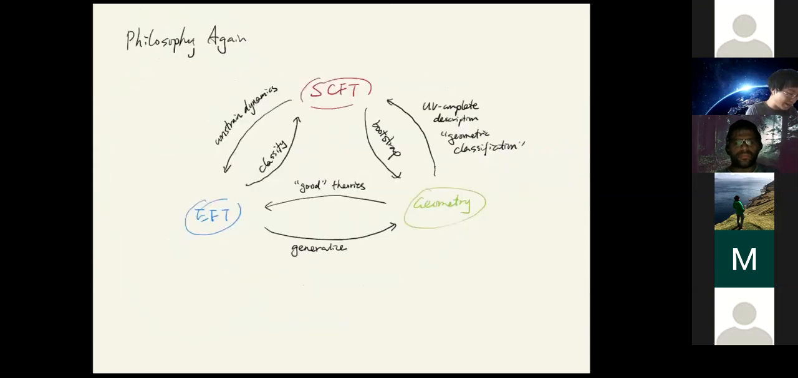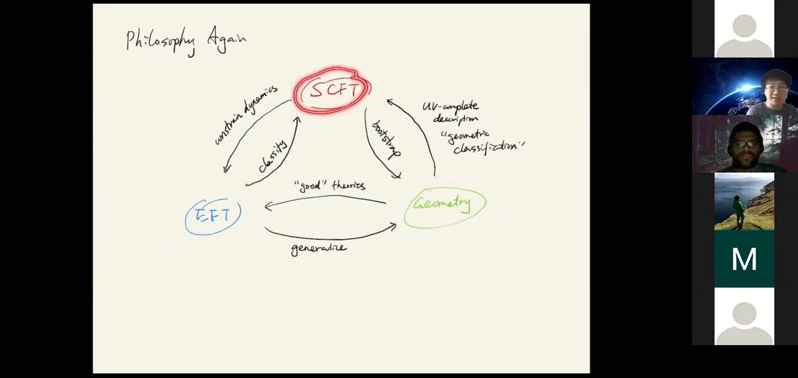But let me just emphasize again this general philosophy that I've been trying to emphasize in these talks. There are three important objects which have important interplays between one another. One is the CFT. The other is the EFT, which is an effective description that captures various deformations of the superconformal fixed point. And the other is the geometry, which typically gives some UV complete description. There are various relations between them. Let me just emphasize a few.